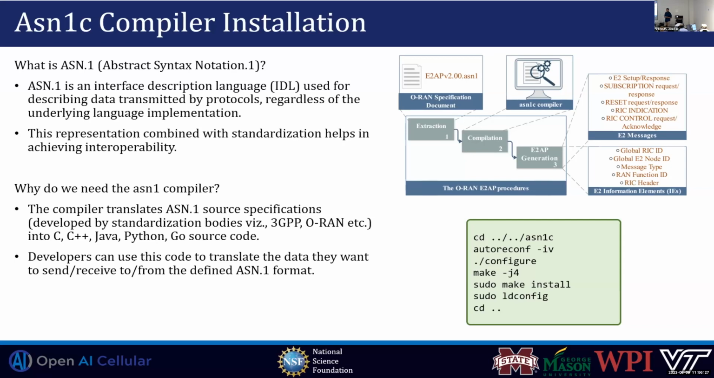It stands for Abstract Syntax Notation. One of the later sessions will show you a document, an E2 service model document or something like that. The compiler extracts what the O-RAN specification provides and converts it into code, so that you don't have to sit and write the code. You just feed it to the compiler, and it gives you C code or Python code or Go code. It doesn't matter what language you are using, and since you are anyway going to encode it in the same format, you don't encounter any mismatches.